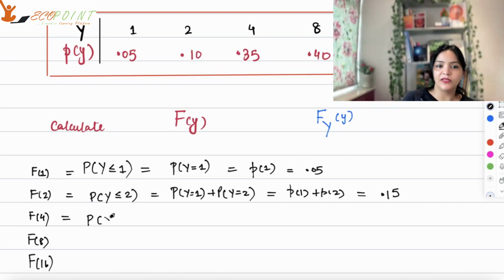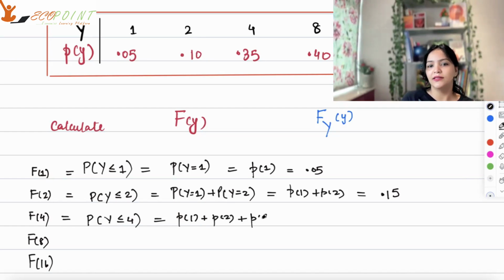F4 means probability y less than or equal to 4. You'll have to think what values y is taking which are less than or equal to 4. It's taking 1, 2 and 4. So P1 plus P2 plus P4, and that gives you 0.15 plus 0.35, that is 0.5.